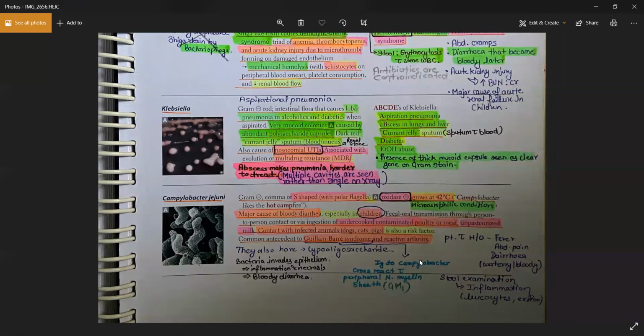The Guillain-Barré syndrome is important. Reactive arthritis is important. Okay. Any doubt? Please respond.